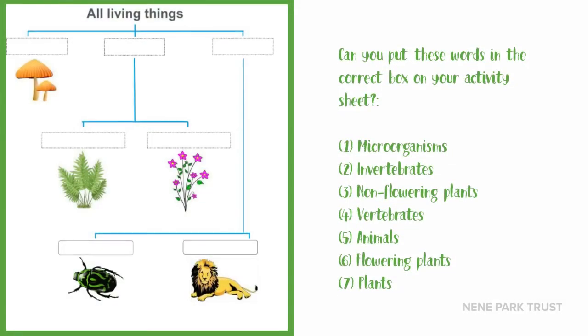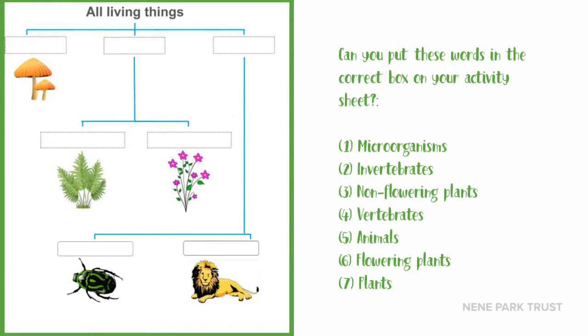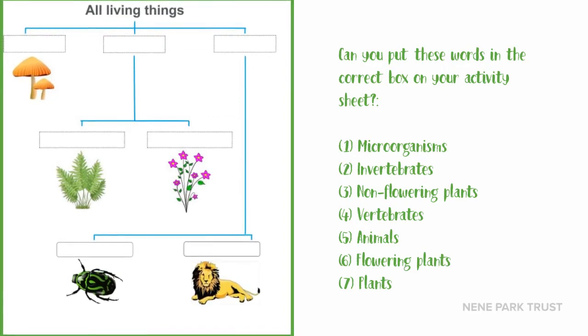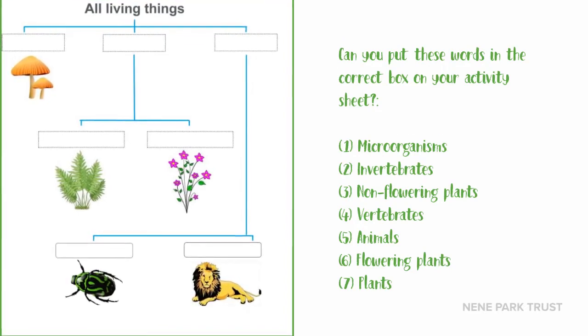Here we're going to try to classify all living things. Can you put the words numbered 1 to 7 on this slide in the correct box on your activity sheet?